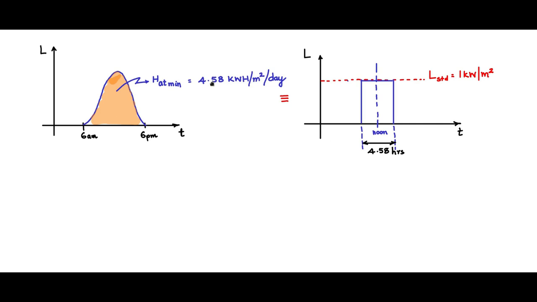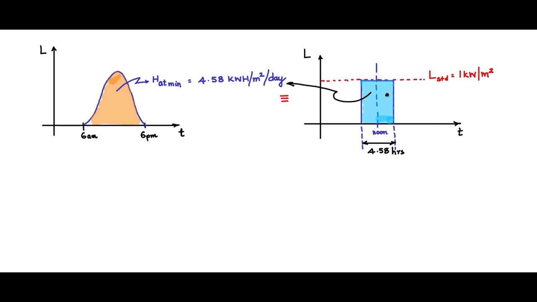At any other value of HAT, it will be numerical value of HAT hours. So what is this area? Now this area will be height 1 into the width 4.58. So this area is also exactly equal to this value. So this would give you an equivalent area which corresponds to HAT minimum.